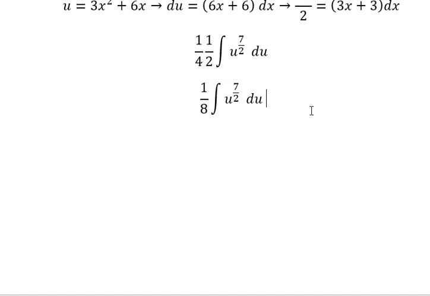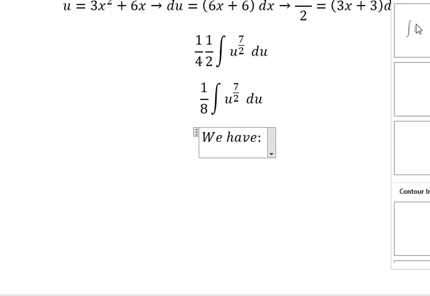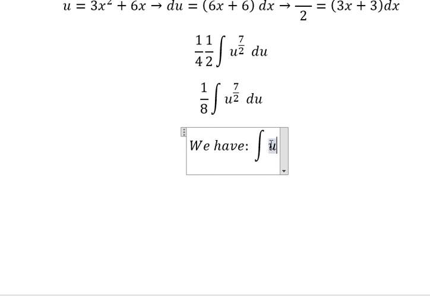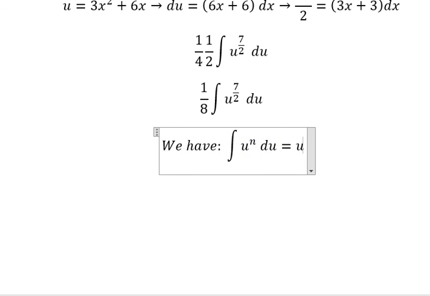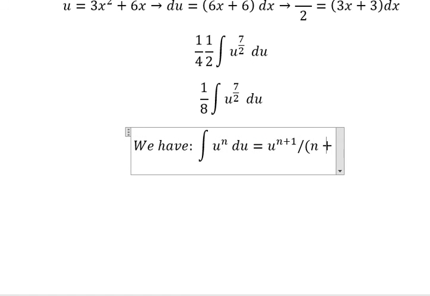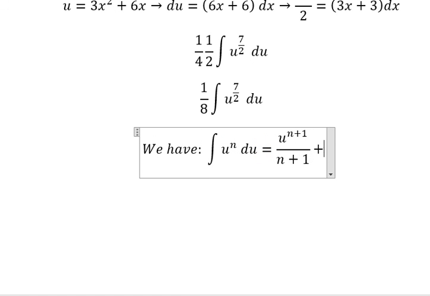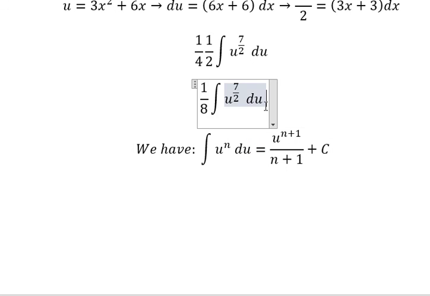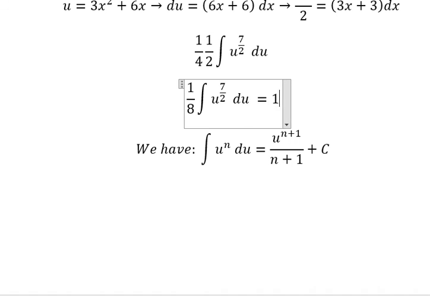Now we have the formula in here. The integration of u to the power of n du. We have u to the power of n plus 1 over n plus 1, and I will put c. Now we can apply the formula in here.